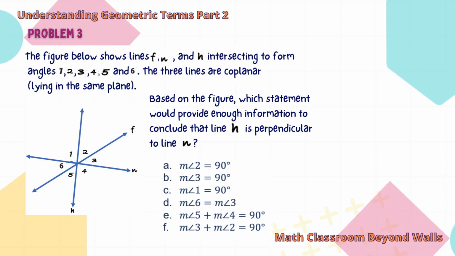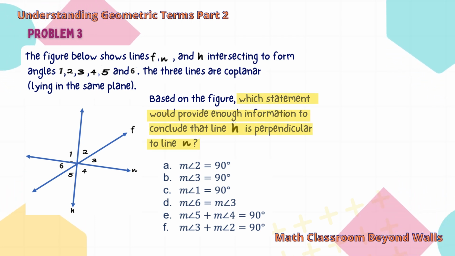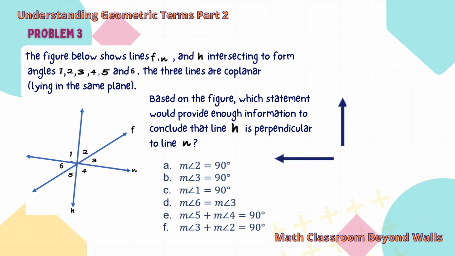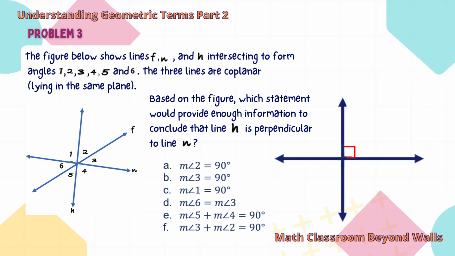Again, we must read the problem and may read it several times when needed to determine what we are looking for, what information is given, and how the given information will help find what we are looking for. So, what are we looking for here, learners? You are correct. We are to determine which statement or statements would provide enough information to conclude that line M is perpendicular to line N. By the way, learners, when are lines perpendicular again? Great! Two lines are perpendicular when they form a 90-degree angle or a right angle where they intersect.